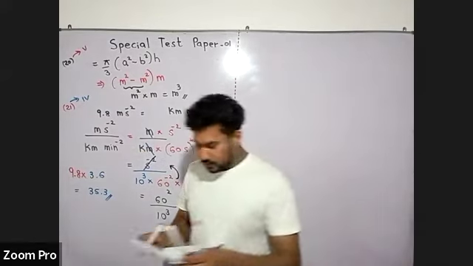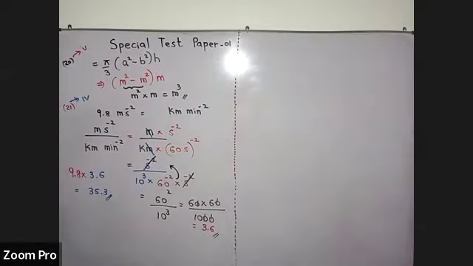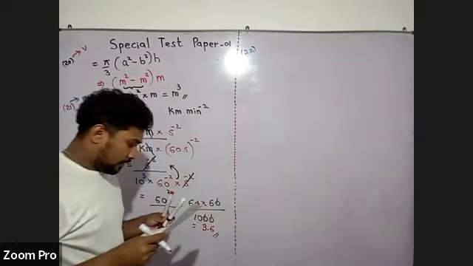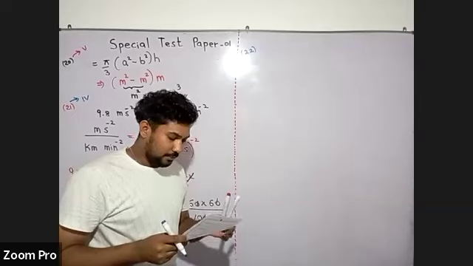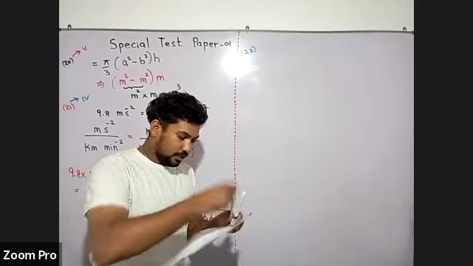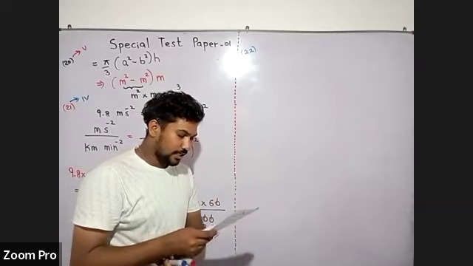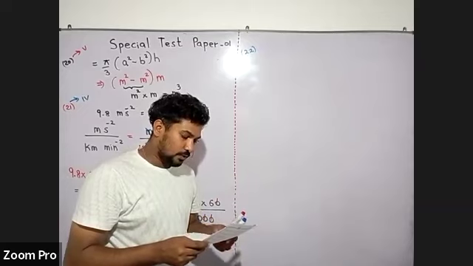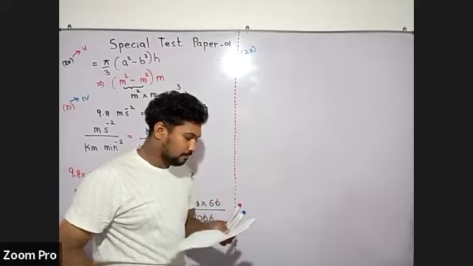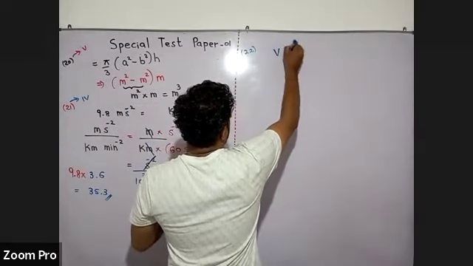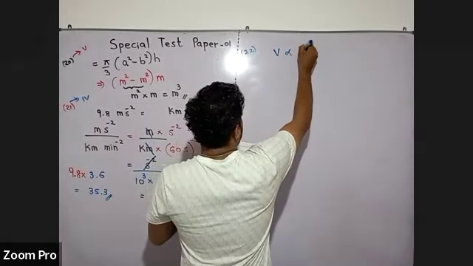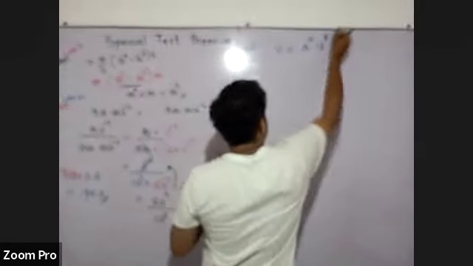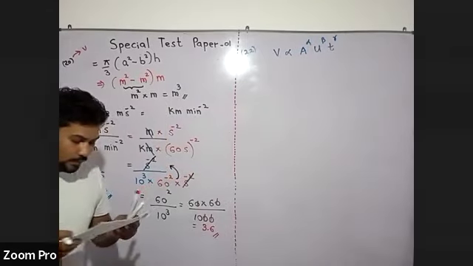Okay. In the next question, the volume of water passing any point of a uniform tube during t seconds is related to the cross-sectional area a of the tube and the velocity u of the water by the relation v proportional to a to the alpha, u to the beta, t to the gamma. Which of the following is true?